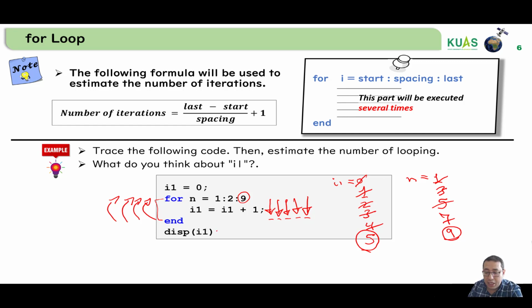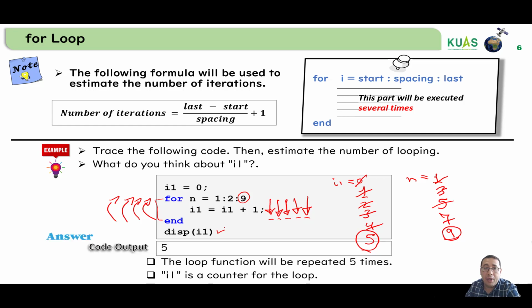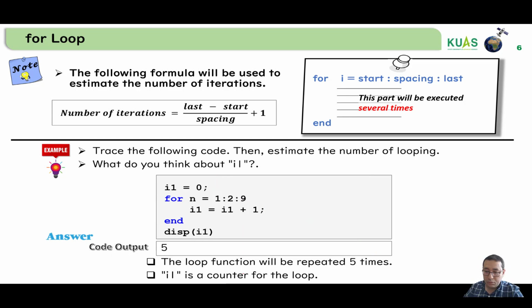So if we display I1, the output for I1 will be 5, and this function repeated 5 times. The I1 is kind of the counter. It counts how many loops or iterations this code has. This is a very common trend. If you need to loop or count how many iterations you have, you can define the start value equal to 0 and every time increase by 1. This is a kind of counter for your code.